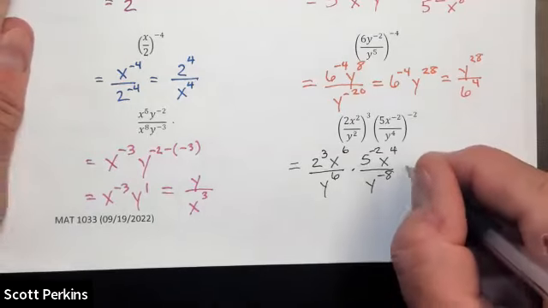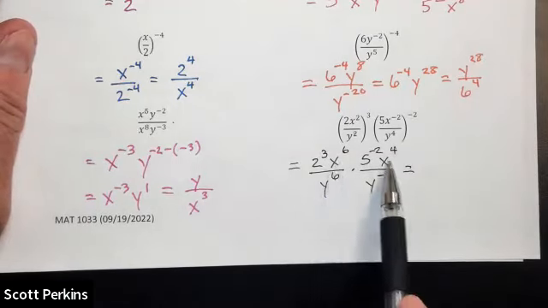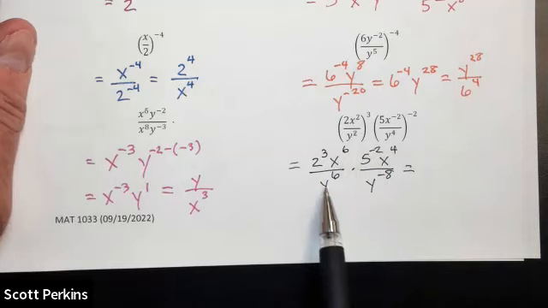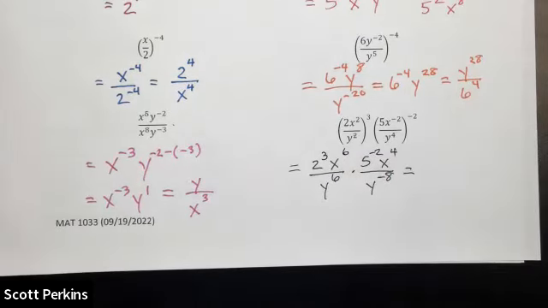And now here's the next thing I want you to do. I noticed that I've got x's that I can combine, and I've got y's that I can combine. So I would like you to do that and make this all one fraction. And then the last thing we'll do, and we'll do it together, is we'll take care of any negative exponents.